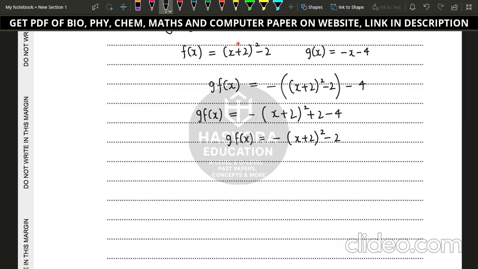And now if I need to find the inverse of it, it is the same procedure. So it will become y is equal to, now I'm finding the inverse.